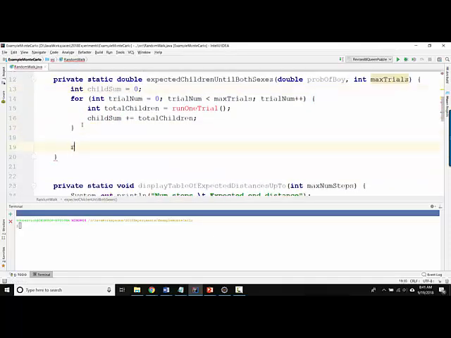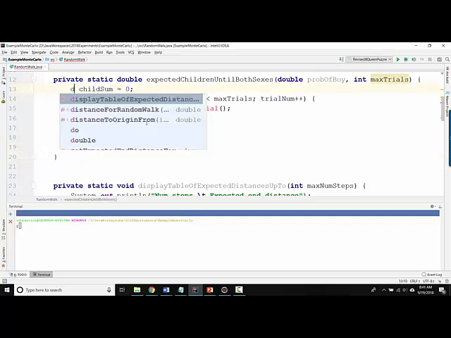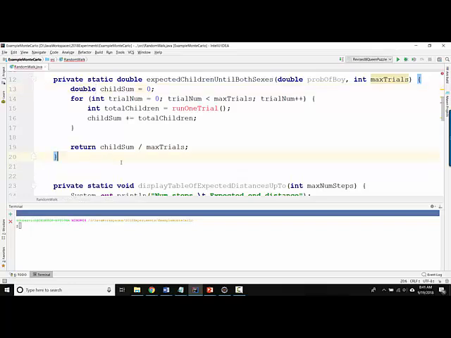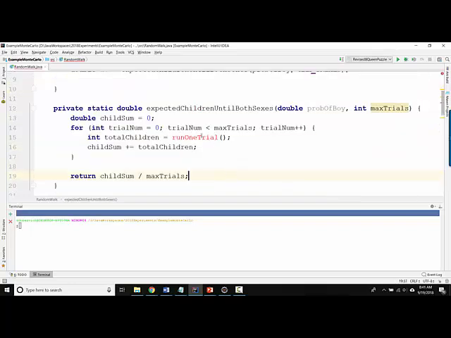And then if I'm going to find an average, I'm going to return at the very end child sum divided by max trials. And then I have this panic response where I'm thinking, oh wait, is this integer division? And it certainly is. So I think I'll fix this problem by making this a double. Okay, great. So now I know it's going to give me an average if I can just write this part properly. So I'm going to rename this. I'm not going to call it run one trial. I'm going to call it have children until both sexes.